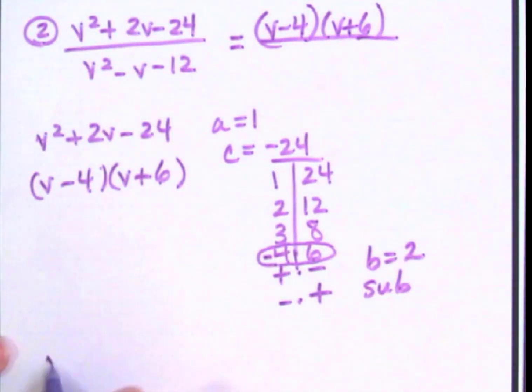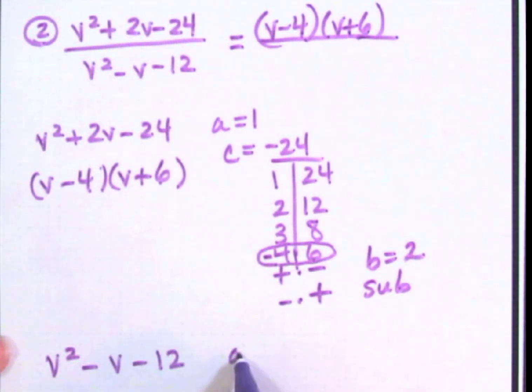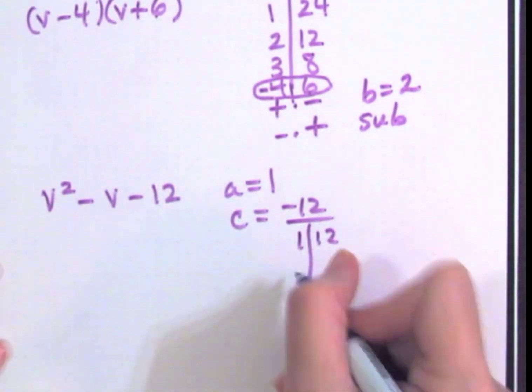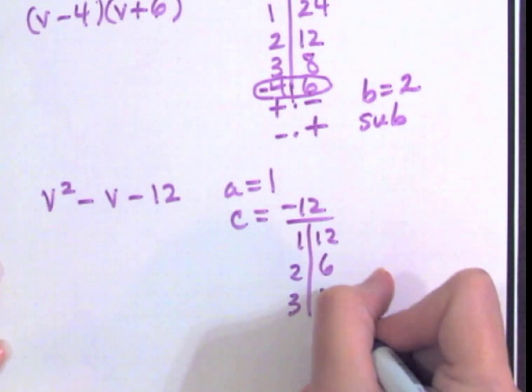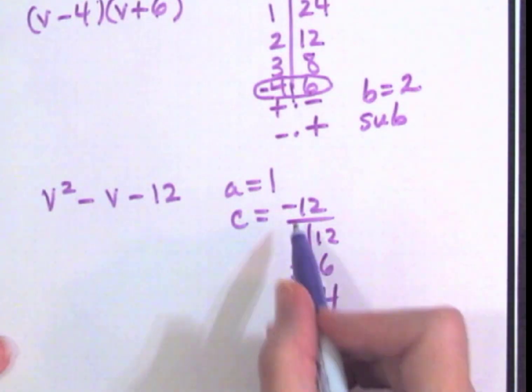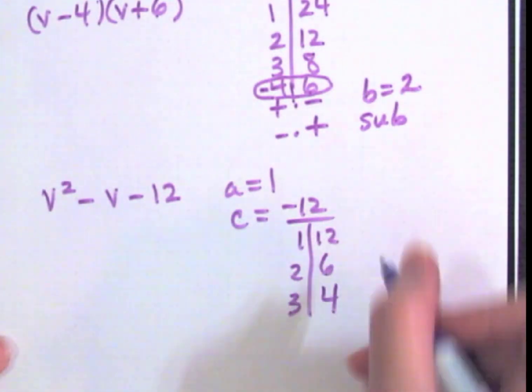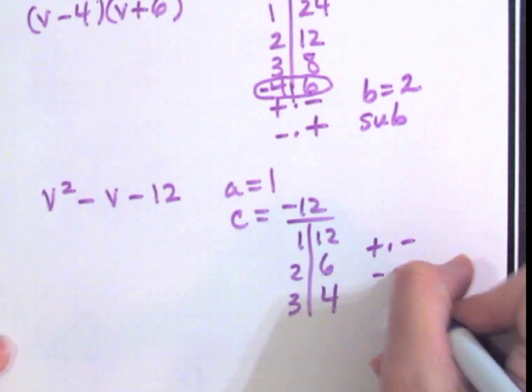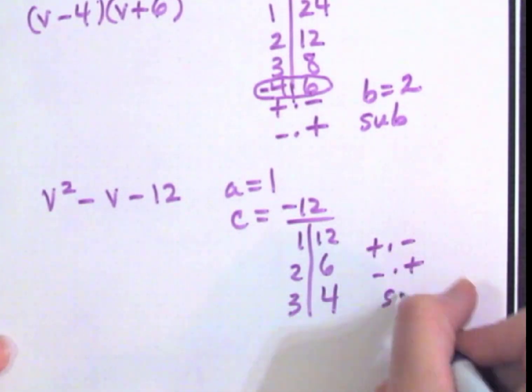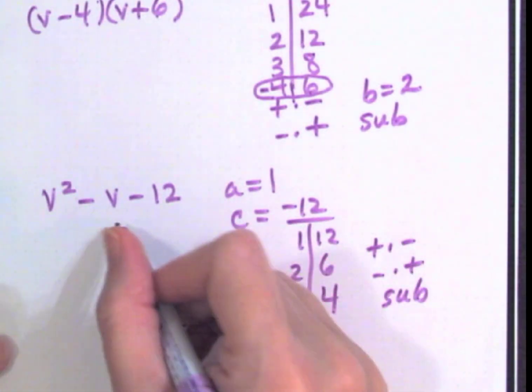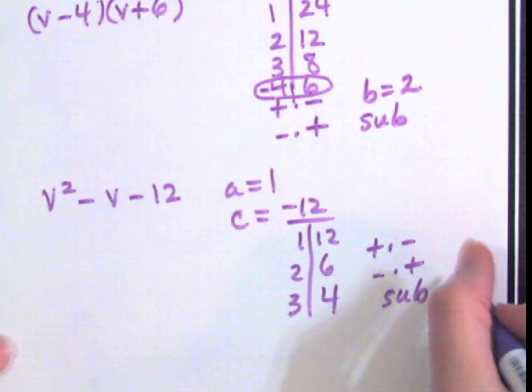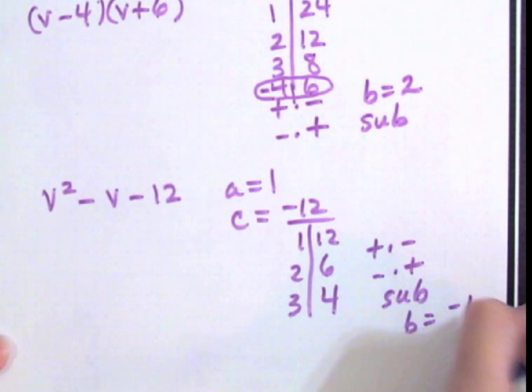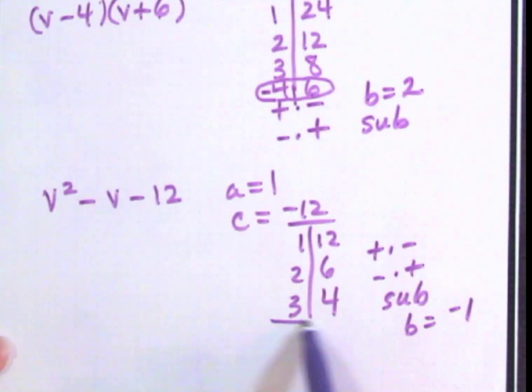Now we'll look at the second trinomial, v squared minus v minus 12. Again, a is 1, so we can just look at c. List factors, so 1 times 12, 2 times 6, 3 times 4. And since it's negative again, we're doing the different signs, so positive times a negative or negative times a positive. And we're going to need for our factors to subtract to give us b, which is negative 1. So that's going to be the 3 and the 4.